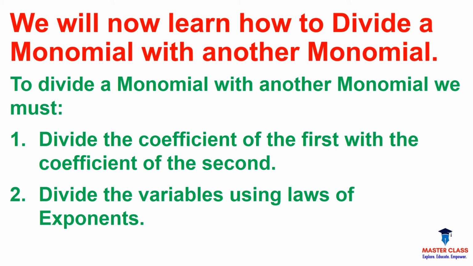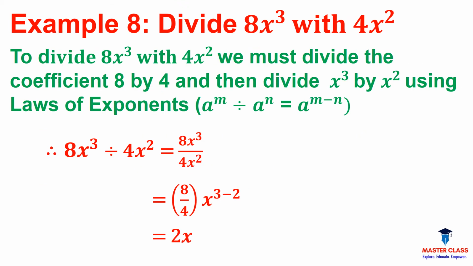First, we will learn how to divide a monomial with another monomial. To divide a monomial with another monomial, we must divide the coefficient of the first with the coefficient of the second. Then we must divide the variable using laws of exponents. Our first example is how to divide 8x³ with 4x². We must divide the coefficient 8 by 4 and then divide x³ by x² using laws of exponents.